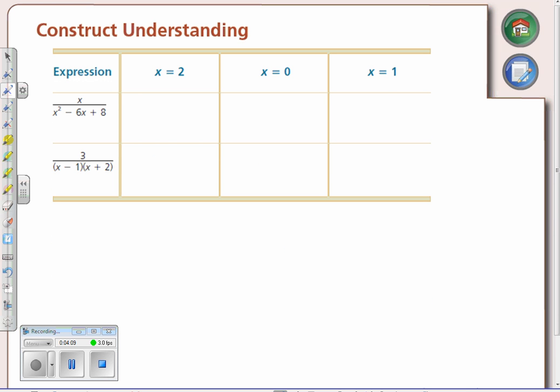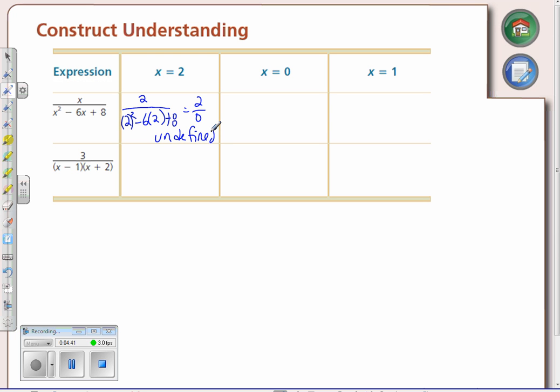Now we've got a quadratic that we're going to be plugging into. So 2 over 2 squared minus 6 times 2 plus 8. When we plug this in and work it through, we've got 4 minus 12 plus 8. That's equal to 0. We're undefined on this one. So we can't be using 2.